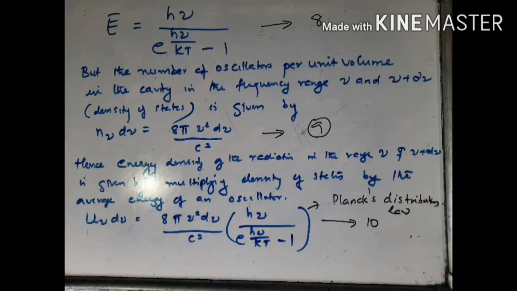So by multiplying this density of states with the average energy of an oscillator, the energy density of radiation in the range nu and nu plus d nu is given as u nu d nu is equal to 8 pi nu square d nu by c cube into h nu divided by (e raised to h nu by kT minus 1). And this equation is known as Planck's distribution law.